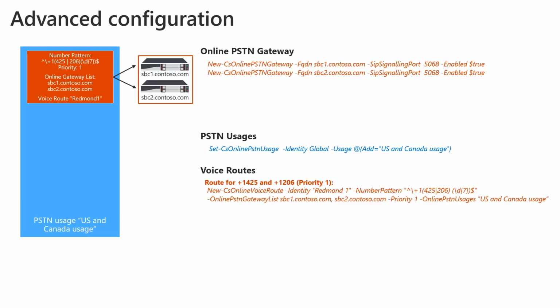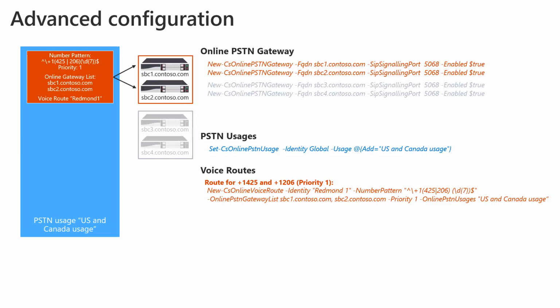Now we configure voice routes. So voice route for +425 and +2106. Both of these are Redmond or Washington area codes, and we want to route them via the Redmond 1 route. In the Redmond 1 route, we have these 2 gateways, SBC1 and SBC2, priorities 1.